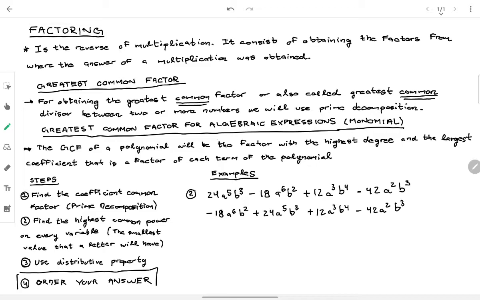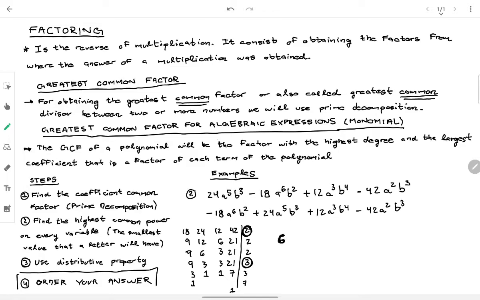Then we need to look for the greatest common factor between the numbers. So it's going to be 18, 24, 12, and 42. In this case, we start dividing by 2. So it's going to be 9, 12, 6, 21. Then we continue with number 2. So it's going to be 9, 6, 3, 21. Then we divide by 2. So it's going to be 9, 3, 3, 21. Then we divide by 3. So it's going to be 3, 1, 1, 7. Then with 3. Then with 7. So in this case, the greatest common numerical factor is going to be 2 times 3. That is going to be 6.